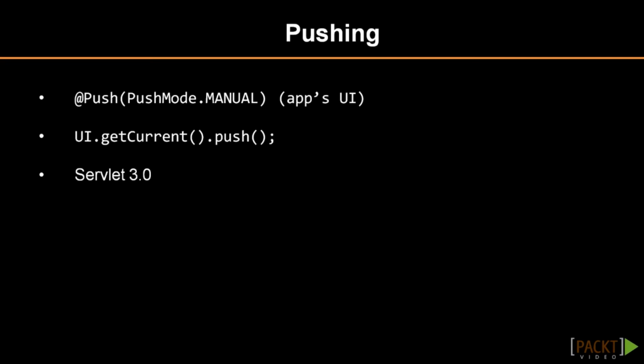By default, push is automatic. We do not want to run it all the time. We need only one view, and we will invoke it when we need it. Second, wherever we want to send the data to the browser, we should call UI.push. This will send all the data queued at the server to the browser.